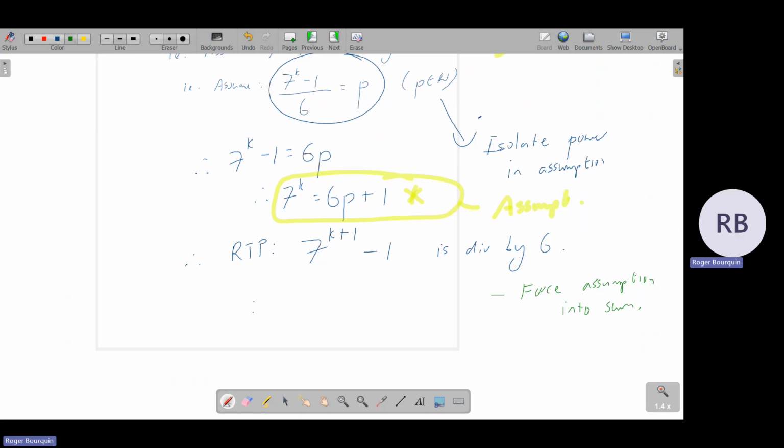So now how do I force 7 to the K into this term? 7 to the K plus 1 is the same thing. Well done. So my proof: 7 to the K plus 1 minus 1 is equal to 7 to the K times 7. Do you agree?